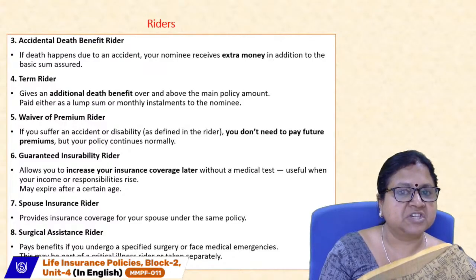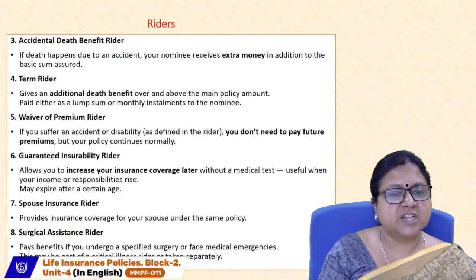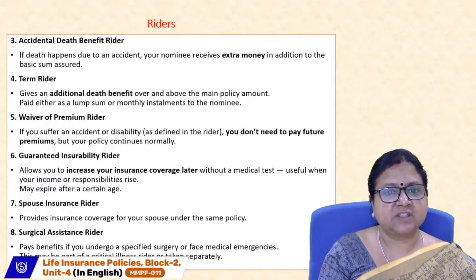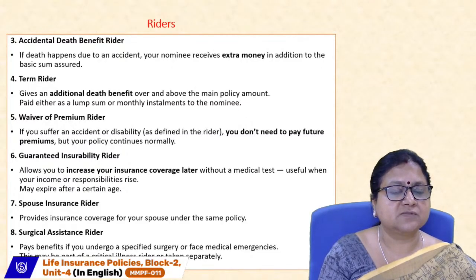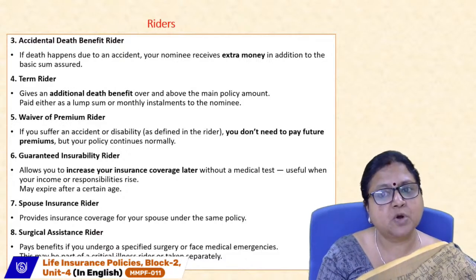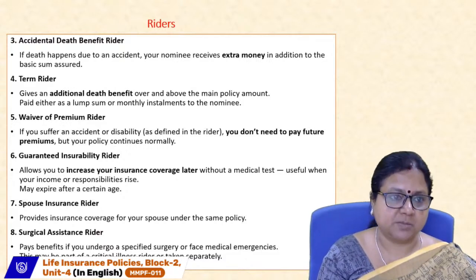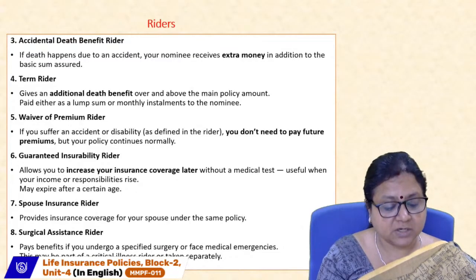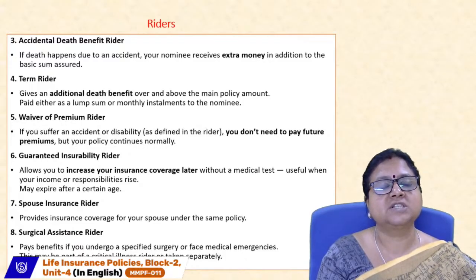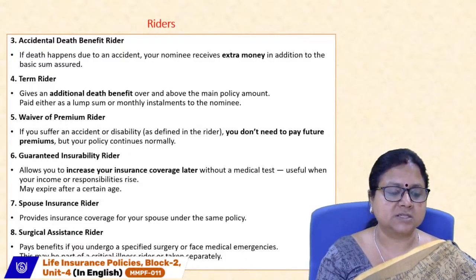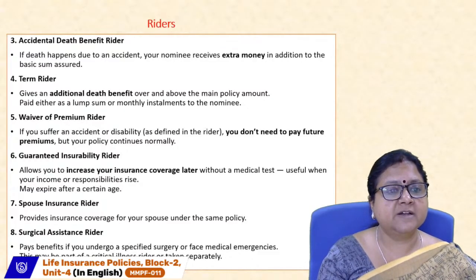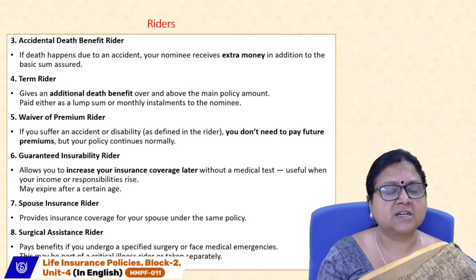There are riders like the accidental death benefit rider. In case the person dies in an accident, then the nominee can receive some extra money beyond the basic sum assured amount. But it should be noted that for that extra benefit existing in your policy, the premium amount also increases. Term rider gives an additional death benefit over and above the main policy document. Here, it is paid either as a lump sum amount or monthly installments to the nominee.